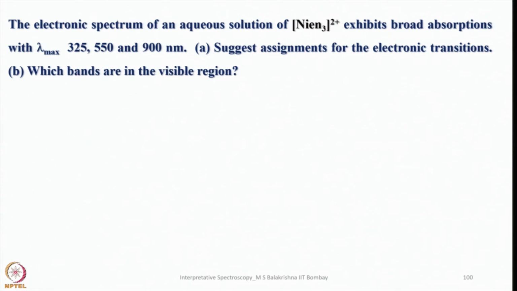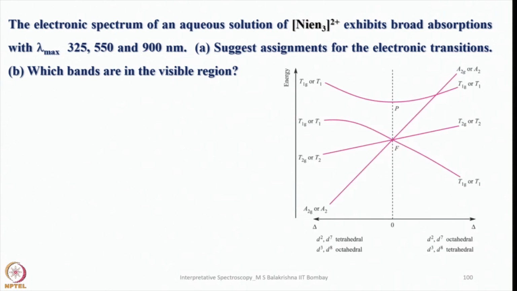The second one is which bands are in the visible region. For this one, recollect the Orgel diagram for a d2 system or d8 system; they are essentially the same. If you recall where exactly it comes, you can see 3 transitions there, and these 3 transitions you can always write here. Of course, the energy of this one drops here and then it increases here. That doesn't matter here, that question is not asked, you only have to assign.